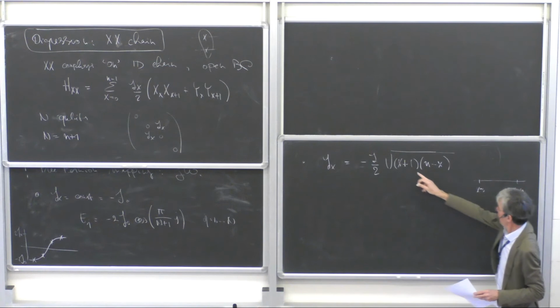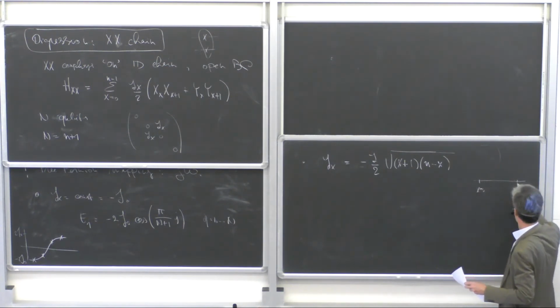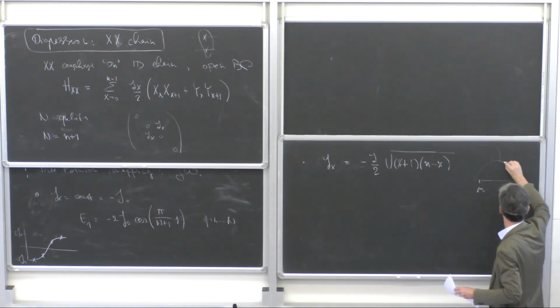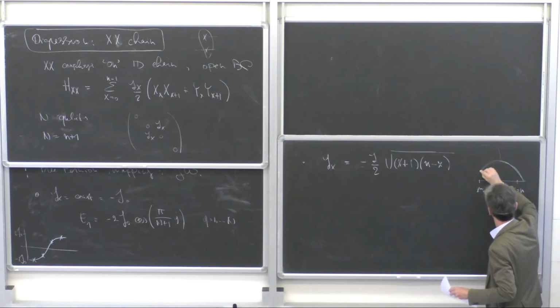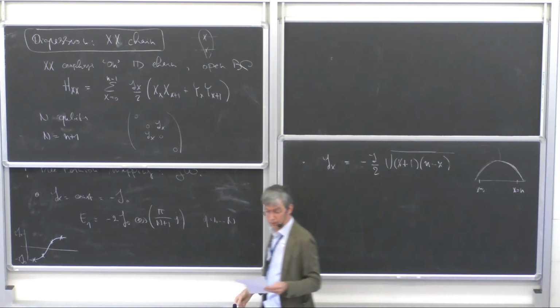You can see this coupling actually truncates. So between 0 and minus 1, there's nothing, and between n and n plus 1, there's also nothing. And then it looks like this. So it's weak on the edges and strong in the middle, and it has this funny root of parabola shape.